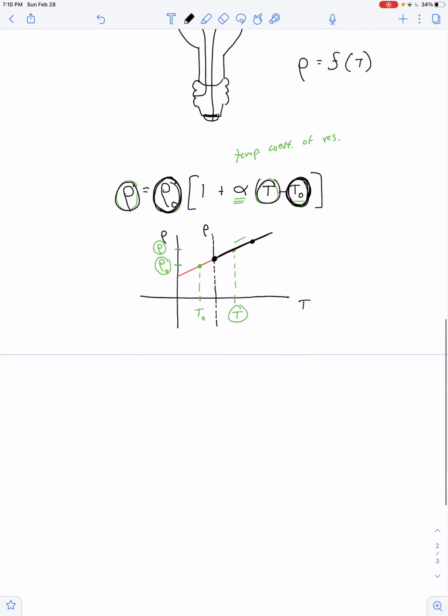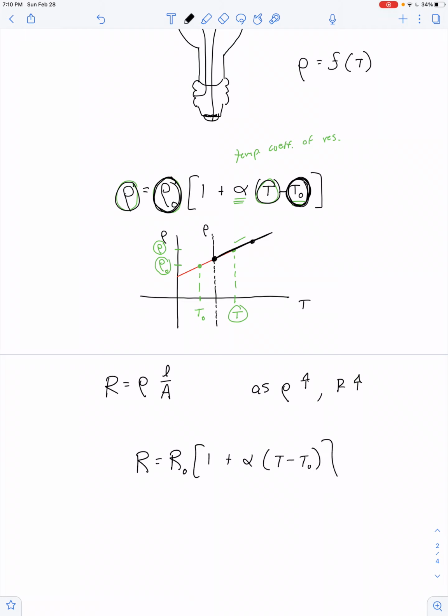Well, because resistance is equal to rho times L over A, then we can make the same equation and say, as resistivity goes up, so does resistance. And so the same equation can be expressed. We can say resistance is equal to a reference value of resistance times 1 plus alpha times T minus T naught. After all, we could just take both sides of this equation and multiply by L over A.